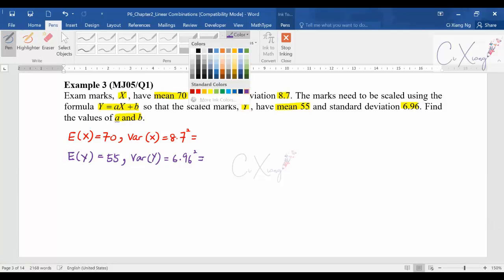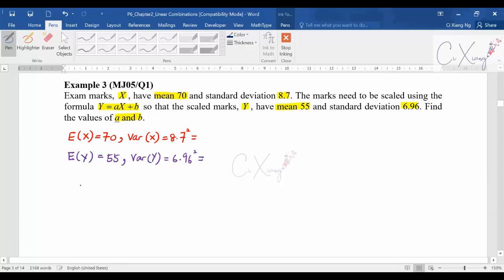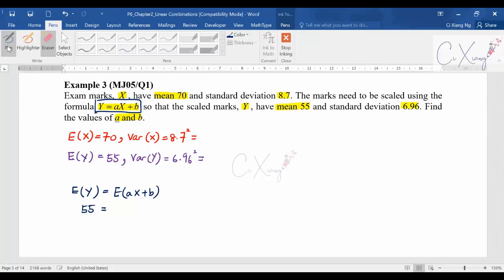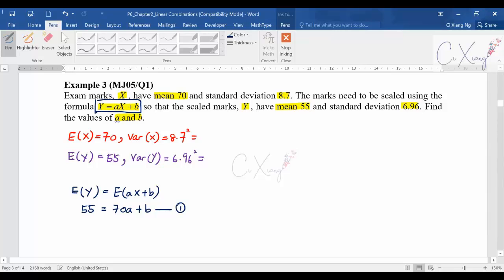To find the value for A and B, again, you must use back the equation. So y is equal to what? Y equals ax plus b. The first equation that I can form is I want to find EY. So EY means E of ax plus b. What is the value for EY? EY is 55. Then you're having A. What is the value for EX? EX is 70. Therefore, you will have 70a. What is the value for EB? You get B. So this is the first equation.